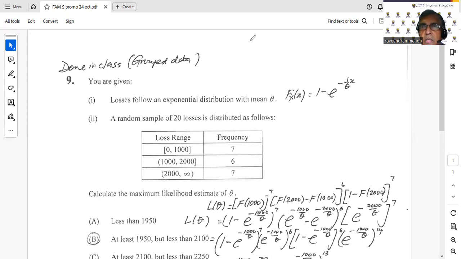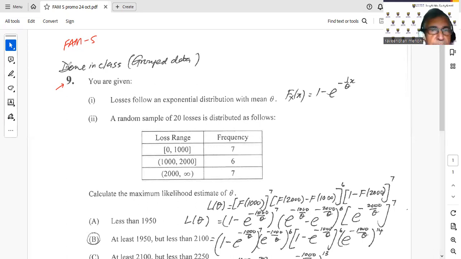We are continuing with our series of sample questions from the SOA website for exam FAMS. This is question number 9. Those of you who have been with me for some time will see that we have done this problem in class in our lecture. Let's just go through it real quickly.